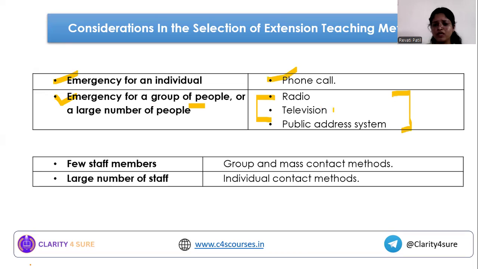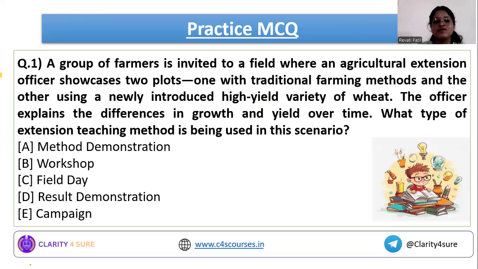We need to choose one of the methods. We can choose from radio, television, or public address system. If your staff members are few, then you can go for group and mass contact method. But if your staff members are large, then you should opt for an individual contact method. So yes, this was it.